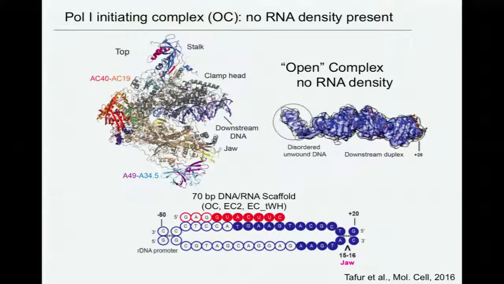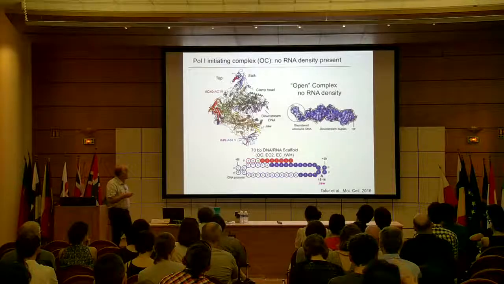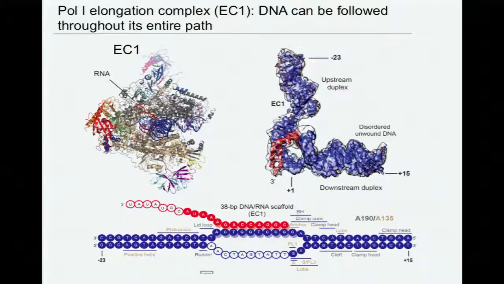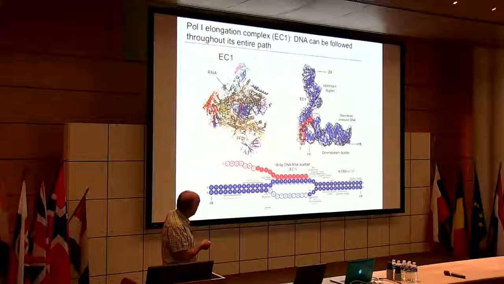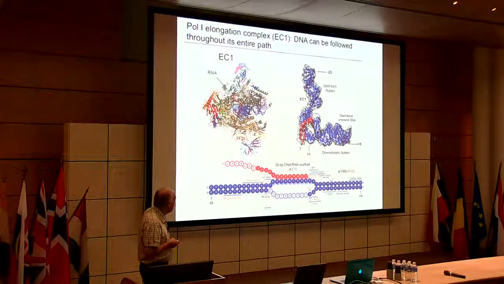So this gives you a view on the open complex. You very nicely see the density for the downstream duplex, but then the transcription bubble forms, so the double strand unwinds, and we don't see any density for the upstream DNA. But in the other reconstruction, which used a shorter DNA duplex, we see the downstream DNA as well, but we also see the upstream duplex. And here we see very nicely how the RNA is synthesized with the 3' end in this position.